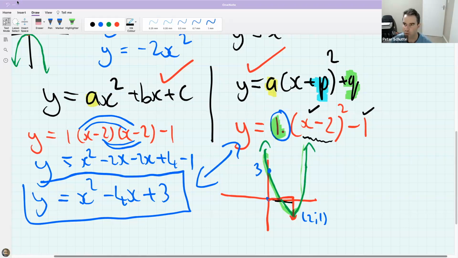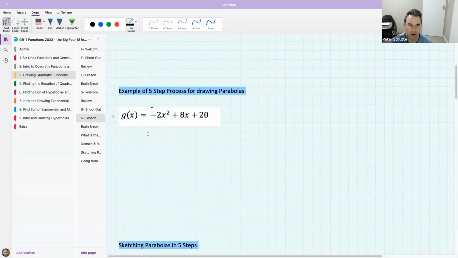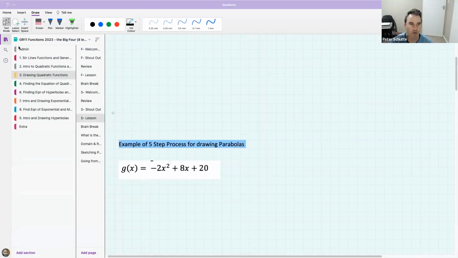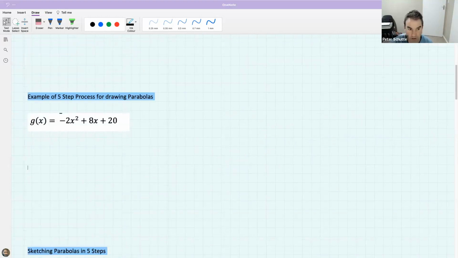So this is just the warm-up. Let's get going with the actual content. Although it's quite a long warm-up, it's worth doing it. So let's talk about if I wanted to draw this parabola. I'm going to show you the process I use and notice how it's given in standard form at the moment.